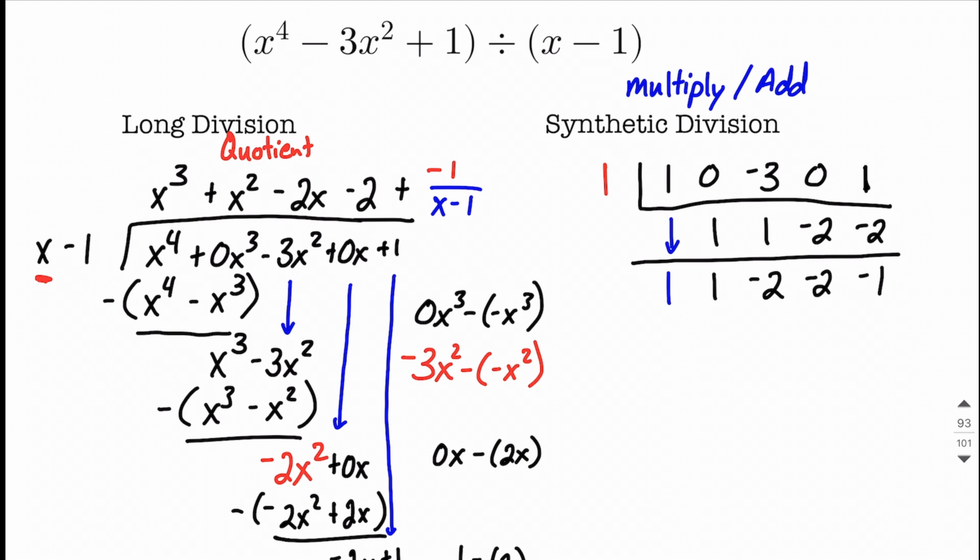Now, how do we read all of this? All right, we're done with the process. It's done, but let's see if we can read our solution and make sense of this. All right, the first thing to note is this very last digit here. This is the remainder. The rest of all of this, these are going to be the coefficients for our quotient.